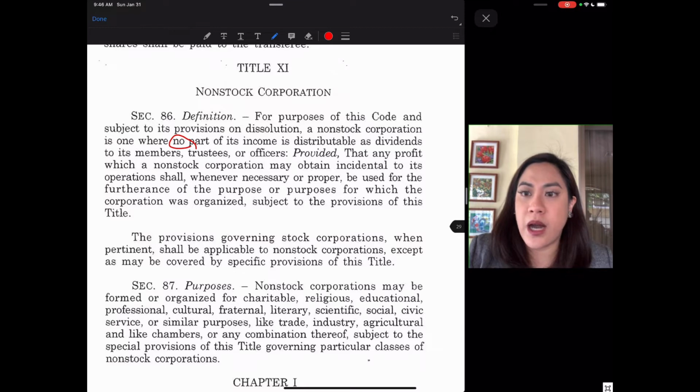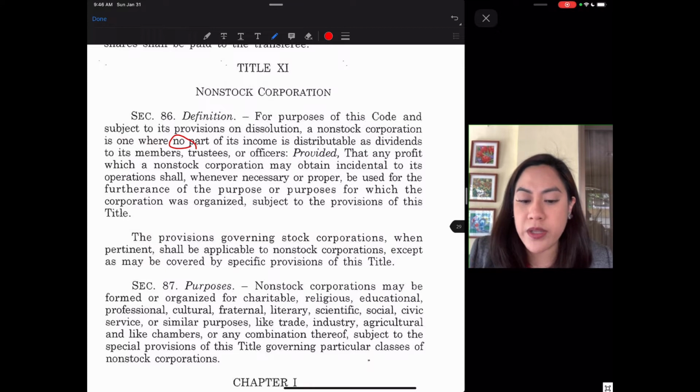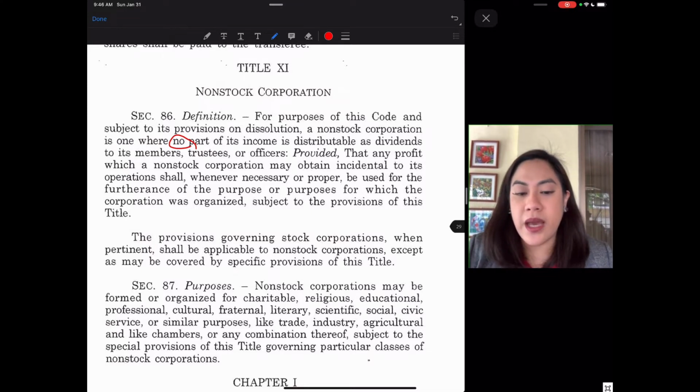Also, there are particular purposes for which it may be formed under Section 87. You will notice that there is no particular statement that there should not be any capital stock. This was clarified in a Supreme Court case where the SC said that even if there is capital stock, as long as there are no dividends declared and nothing is distributed to the members, then it is still considered a non-stock corporation.